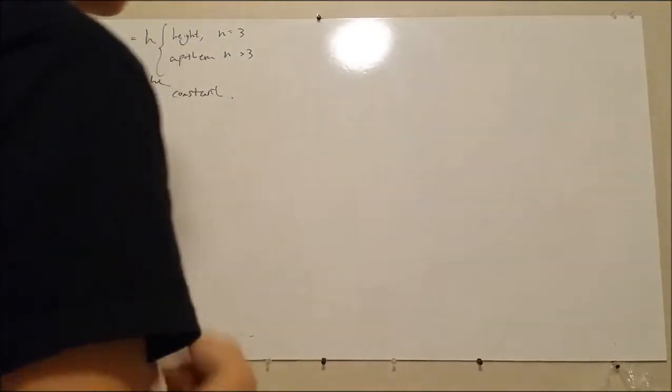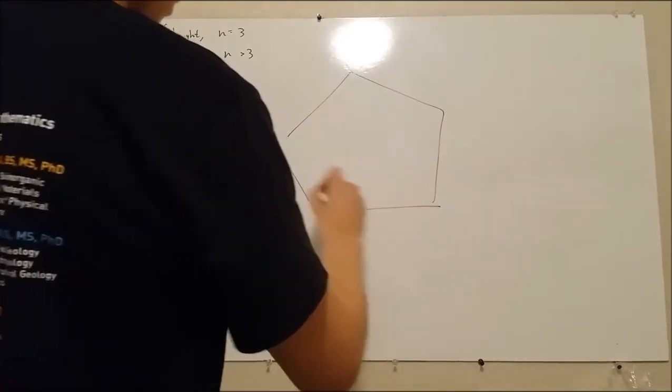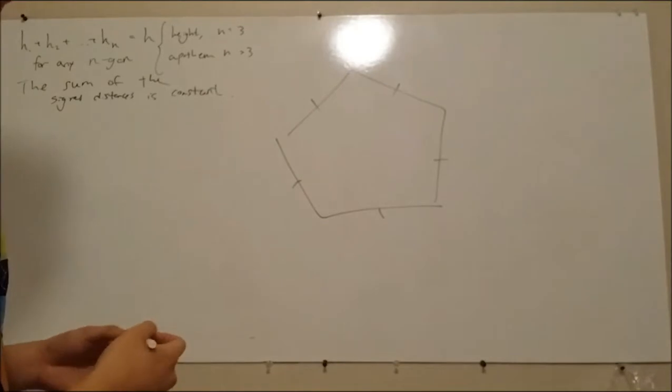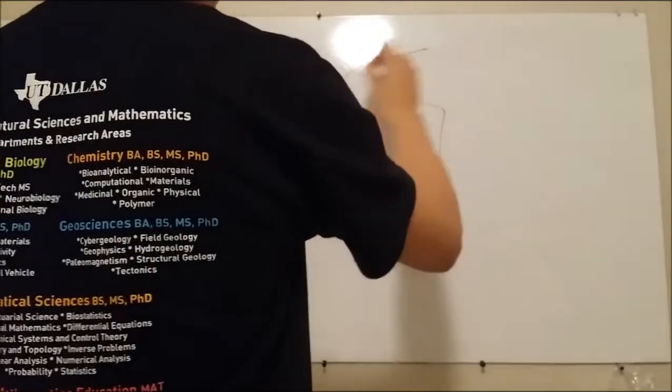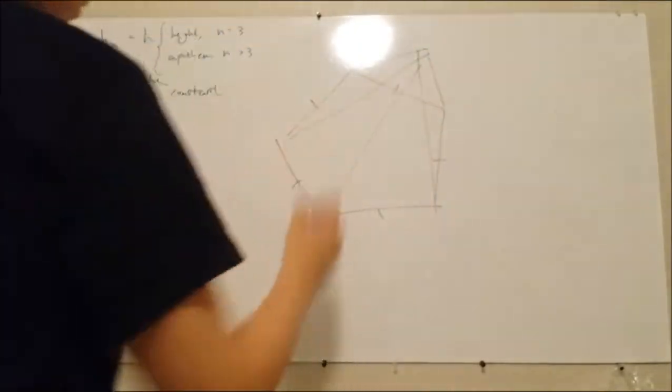So as we showed before, right? Draw an equilateral polygon. Okay. Take a point out there. Draw our triangles.